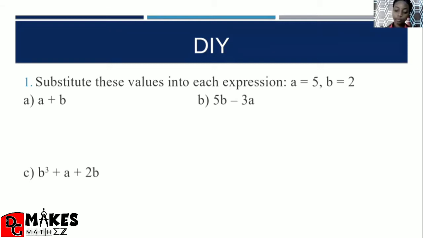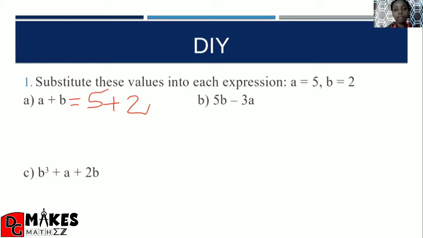All right, so here we go, A plus B. That's going to be 5 plus 2. So we're putting in the values for these letters. We're replacing the letters with their values. All right, so that's going to be 5 plus 2 equals 7. Easy peasy. The next one says 5b.